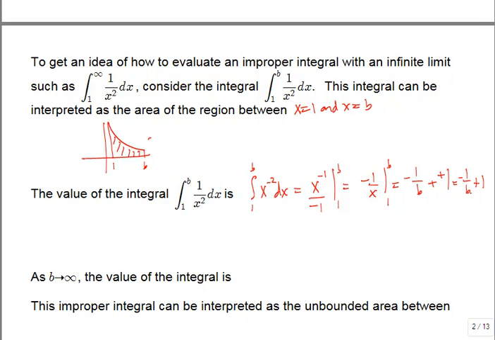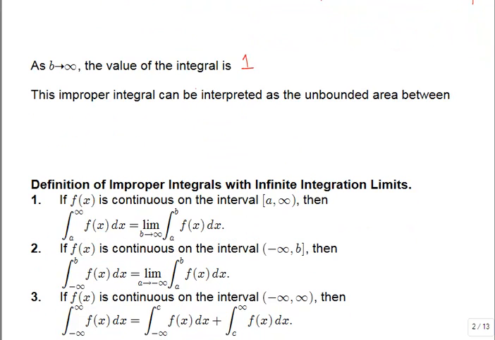Now what happens to that answer as b goes to infinity? Well, as b blows up, 1 over b goes to 0 and gets smaller. So this is going to go to 0, which means 0 plus 1 is going to go to 1. So the value of this integral becomes 1 as b gets really, really large. So this improper integral can be interpreted as the unbounded area between 1 over x squared and the x-axis. And it would just look like this area starting at 1 and going all the way to that x-axis, getting smaller and smaller and smaller. And what we just showed is that that area is actually finite and it goes to 1.